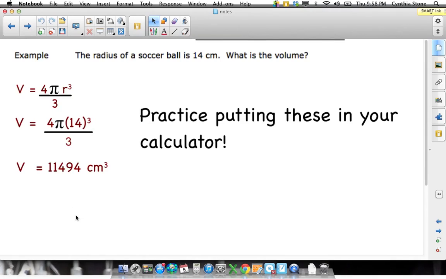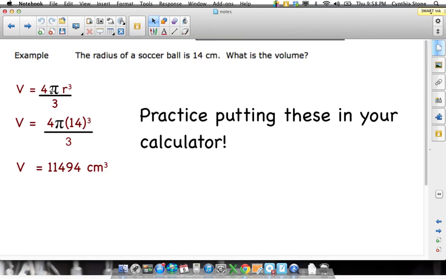So quick example, if you know the radius is 14, find the volume. Okay, pretty simple. Make sure you put the units, and you have to practice putting these in your calculator because there's a lot going on there. You've got to be able to put pi. I'd rather you not put 3.14. You can, okay? You're not going to get the most accurate number. You should use the pi button.